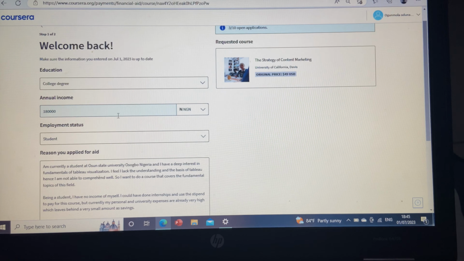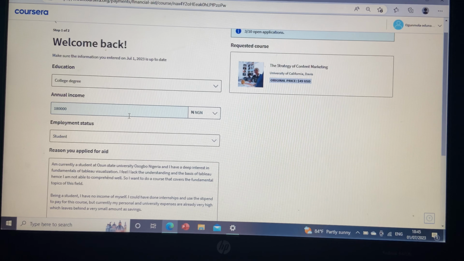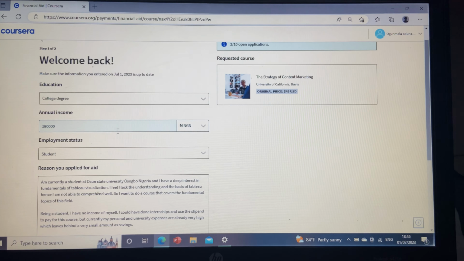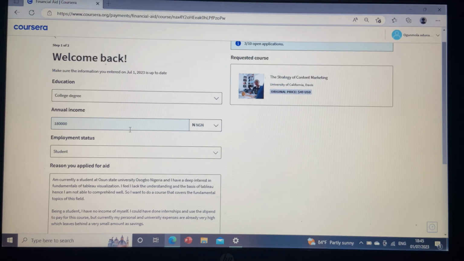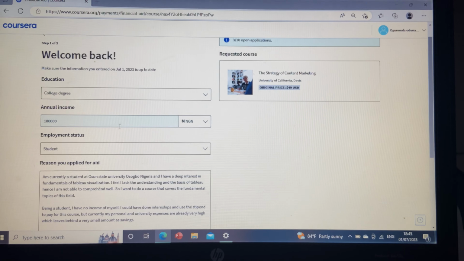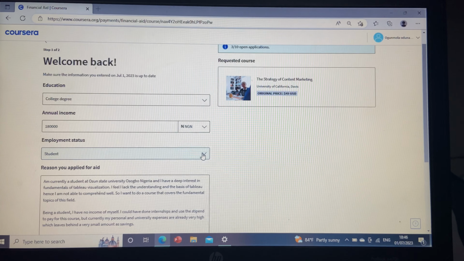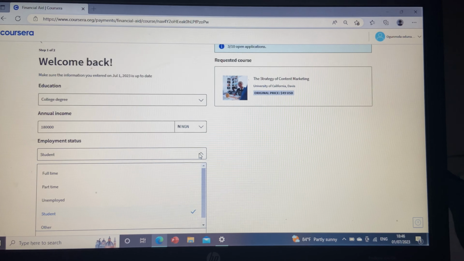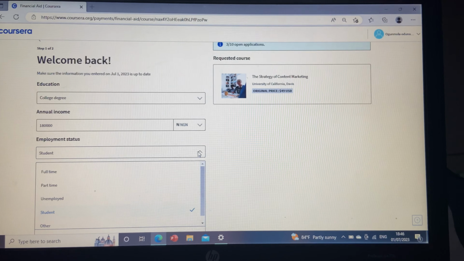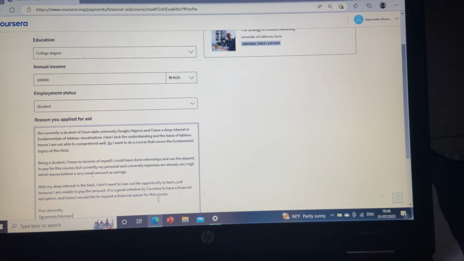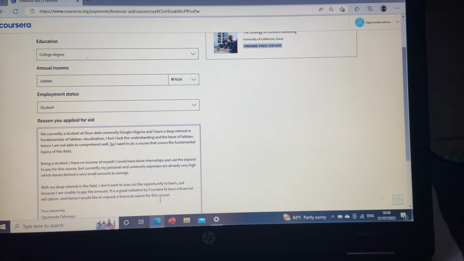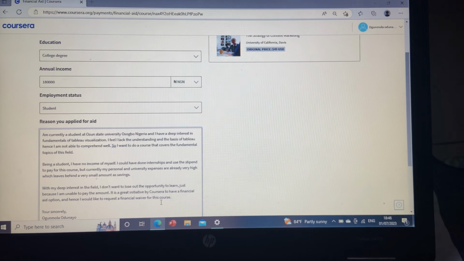The next thing is your annual income, like the amount you earn per year. You should try and pick a lower amount of money. You know, you are seeking financial aid. The next thing is employment status. You click on whichever applies: if you are a student, if you are unemployed, if you are part-time, just click on that. So the next thing is the reason why you're applying for the financial aid.